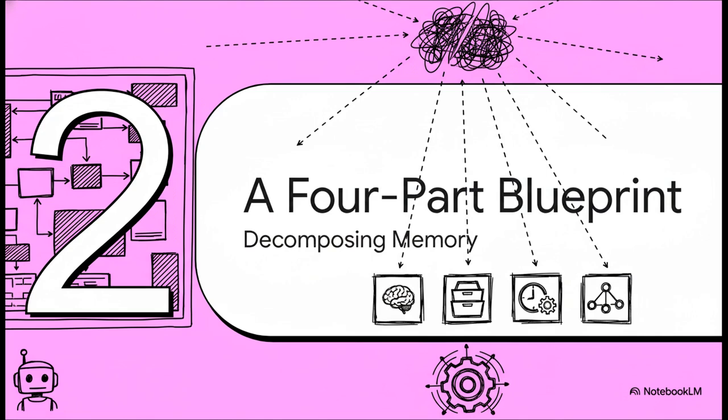Okay, so how do we actually build this memory operating system? The post lays out a super clear 4-part blueprint. Instead of one big messy pile of memory, we're going to architect it. By breaking memory down into 4 distinct, manageable types, we can create the structure we need to avoid that undifferentiated swamp we were just talking about.